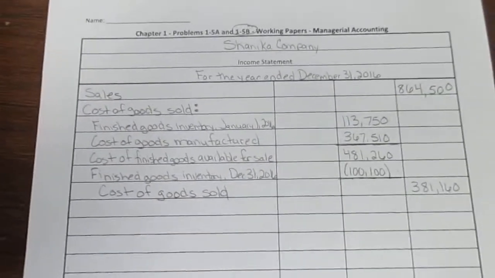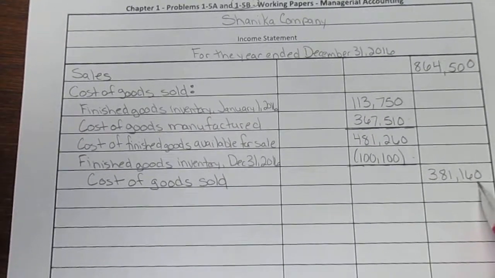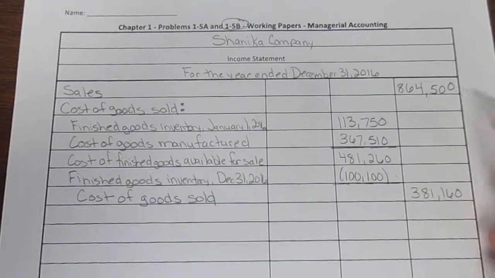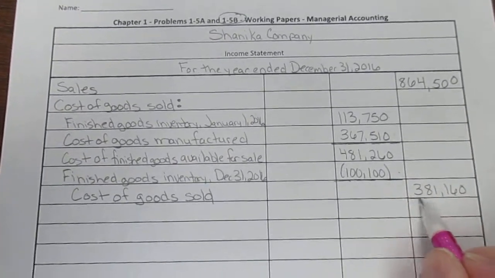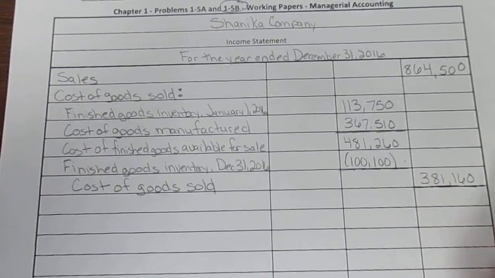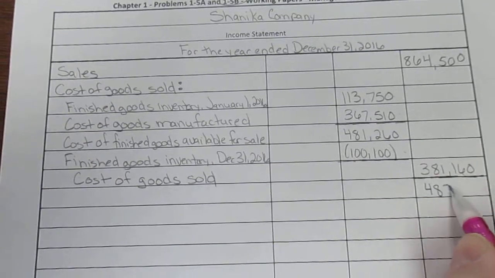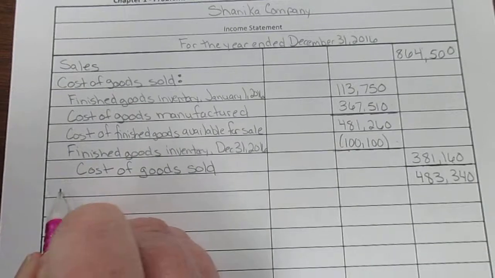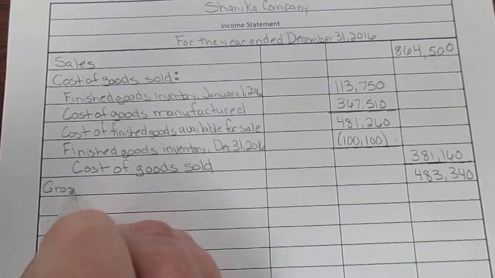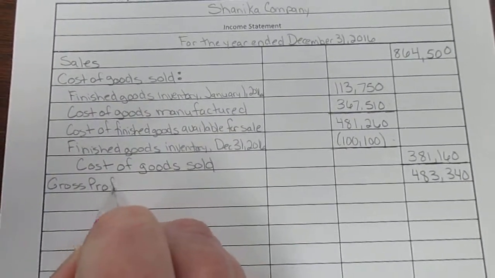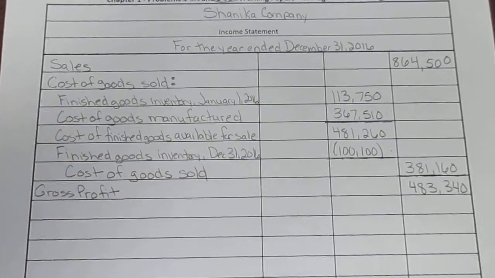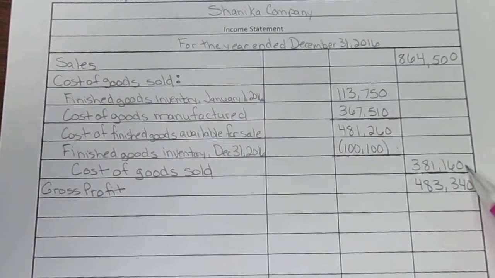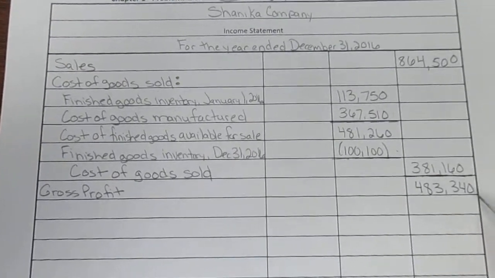Okay, so again, our final cost of goods sold was 381,160. We're going to take our sales minus our cost of goods sold, and we get 483,340, and this tells us our gross profit. So if we had no other expenses other than our cost of goods sold, what it costs to manufacture our product, then this would be our profit.